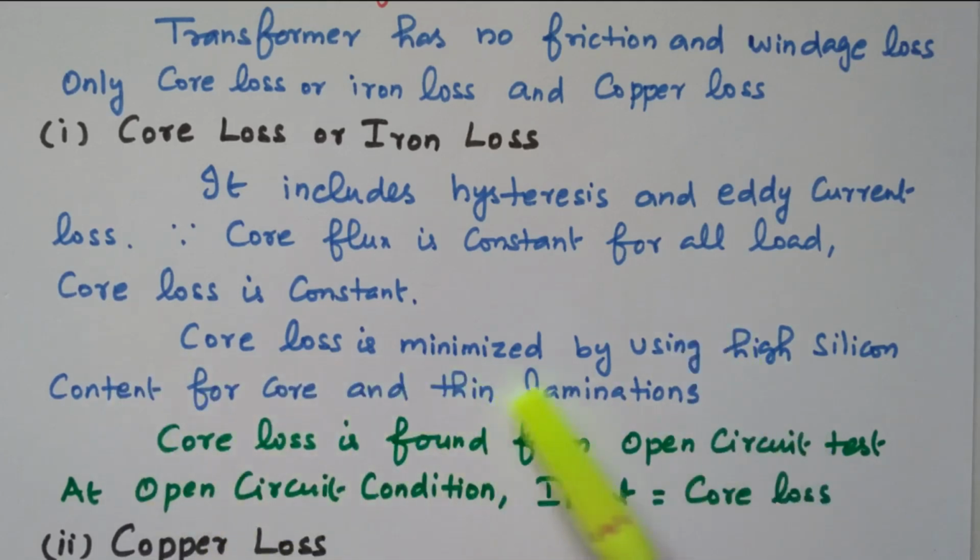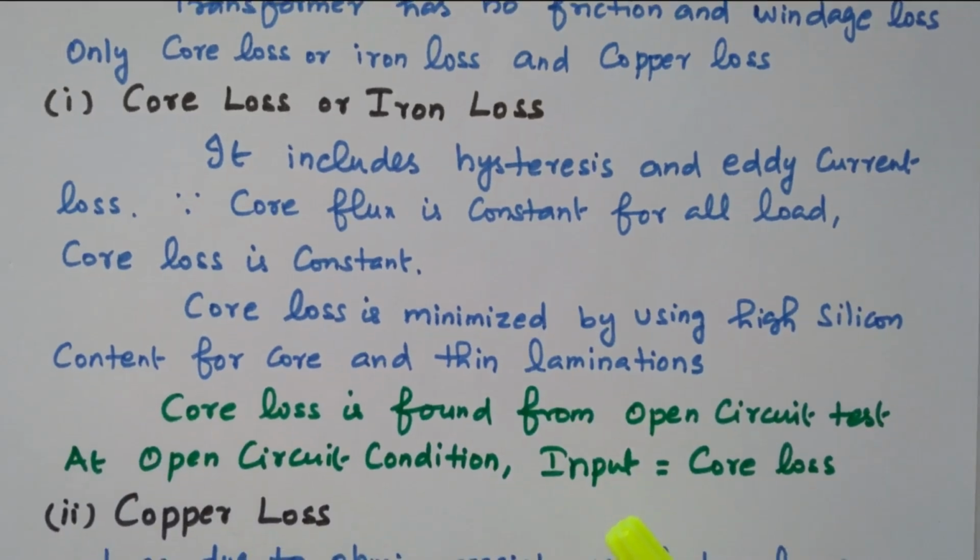Core loss is minimized by using high silicon content for the core and thin laminations. So these eddy current and hysteresis losses can be reduced by using high silicon content for the core and also laminating it. By laminating, the eddy current losses will be reduced.